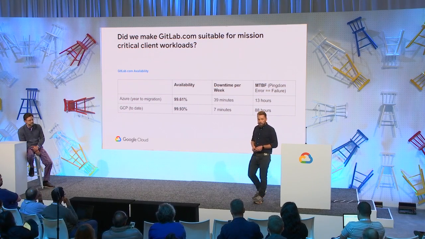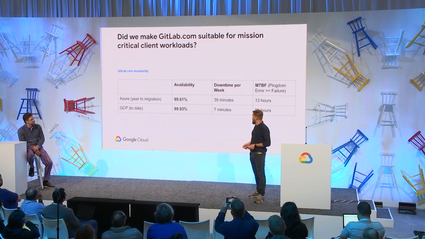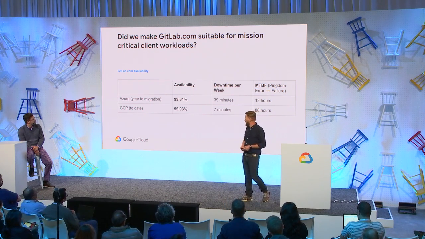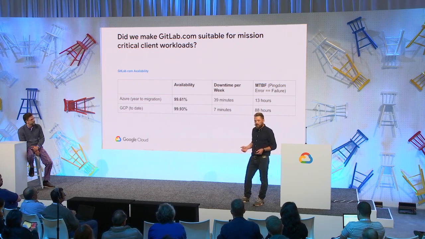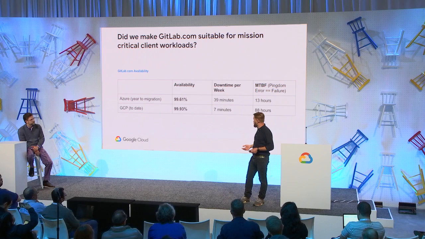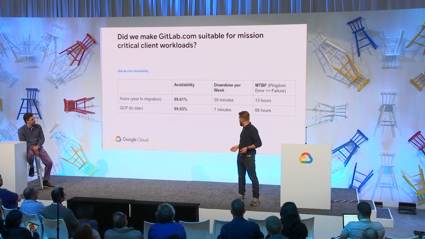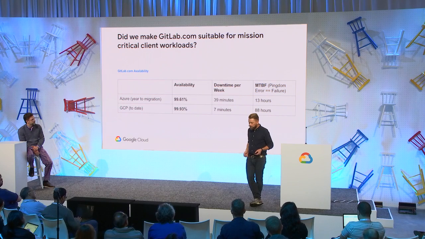So Pingdom also reports availability. And this, you can see, is our availability in the year leading up to the migration. It was 99.61%. And afterwards was 99.93%. Now, some people might think that those two numbers are really similar, but they're not. 99.61 is 39 minutes of downtime a week. And afterwards, we've seen 7 minutes of downtime. So we still have some improvements to make, but it's a lot better than it was.